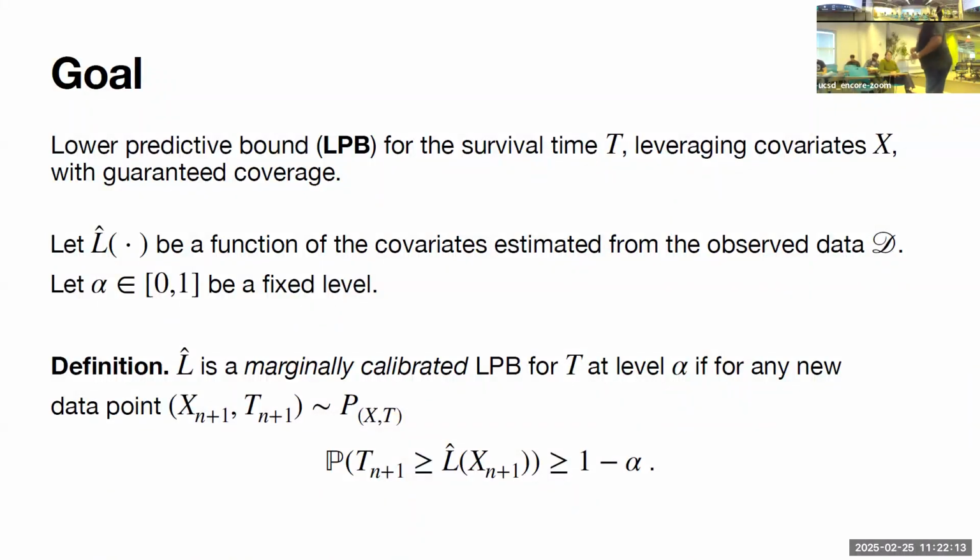Yes. For the X n plus 1, is it fixed or is... Very good. This is the marginal probability with respect to the joint distribution of T n plus 1, X n plus 1. Everything is with respect to the joint distribution of X and T, therefore random. Okay, this is really important. Everything I'm going to say today, in fact, everything in conformal prediction is with respect to the joint.